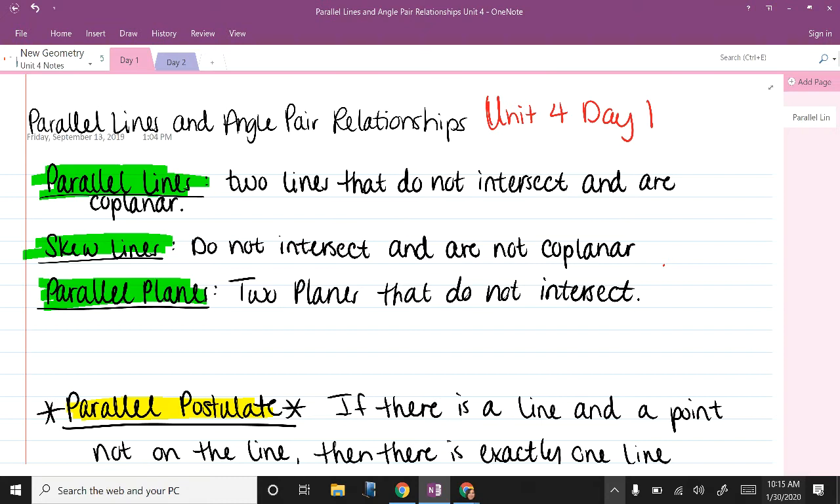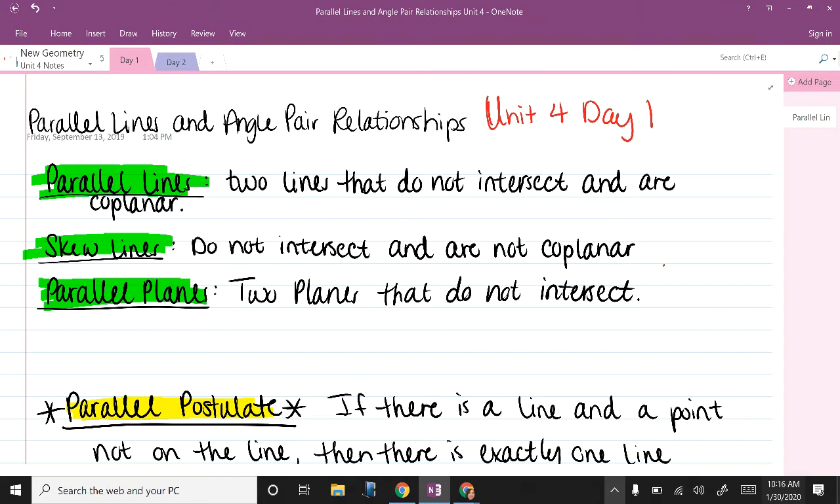So parallel lines are not going to be like on two separate pieces of paper. Okay? If I have a line on this page and a line on this page, they're not going to intersect, right? But it doesn't matter because they're not coplanar. So I wouldn't call those parallel lines. All right. So skew lines are lines that don't intersect and are not coplanar. So that means they're lines that don't intersect, but they're not in the same plane. Okay, so that'd be like a line over here and a line over here. All right. So skew lines do not intersect and they're not coplanar.